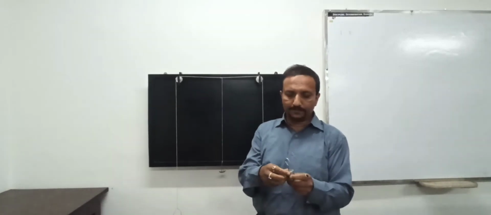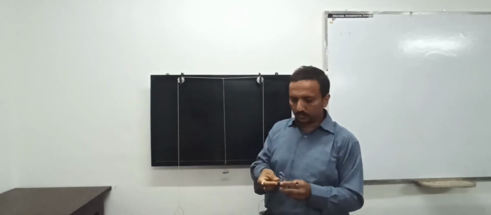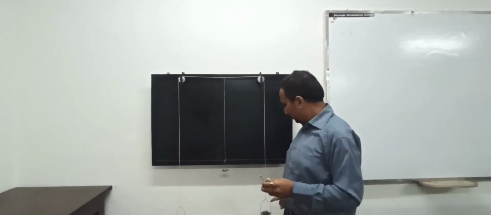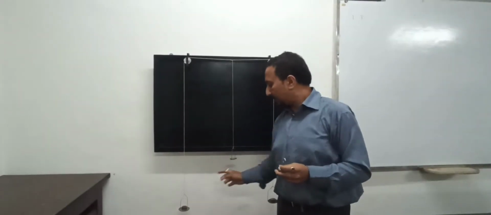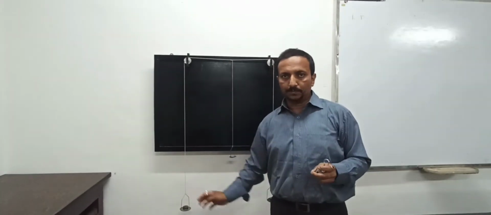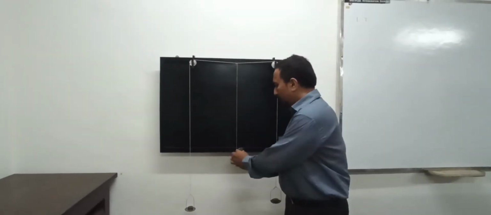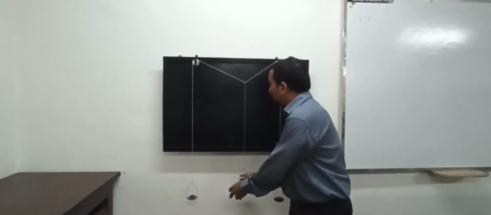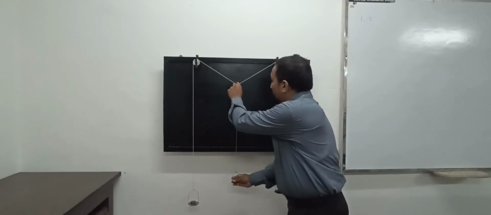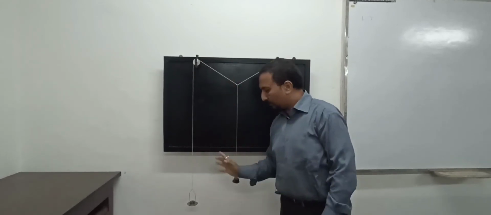The known weights shall be taken from here. Each slot contains 50 grams. For our convenience, we have used two of the 50 gram weights, so that there is 100 gram each on the two pans, and we shall put the unknown weight at the central pan. We are putting it here. Okay, that's all.